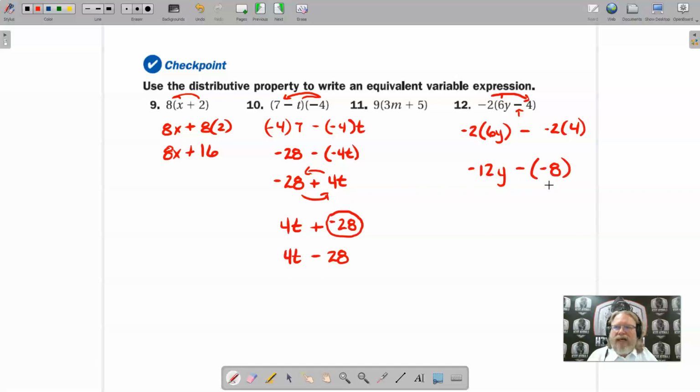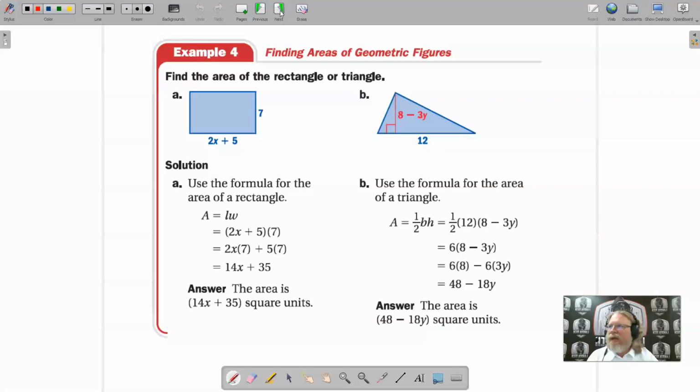And now I do have minus and negative, so I can simplify this even further. Let's bring down the 12y, change the subtraction to addition. The opposite of negative 8 is going to be a positive 8, and so I could simplify that to negative 12y plus 8.